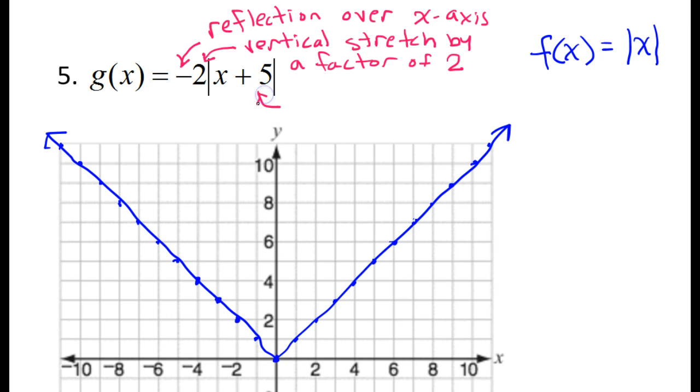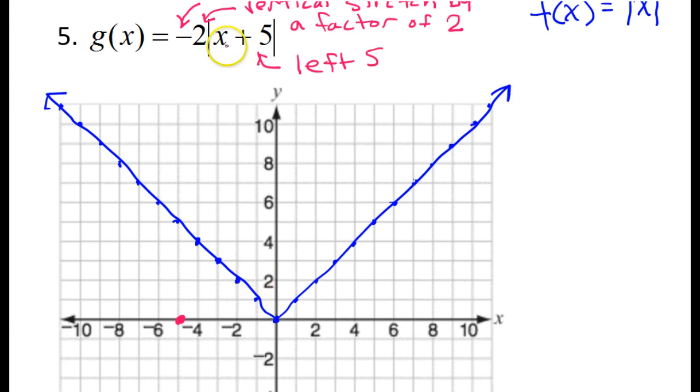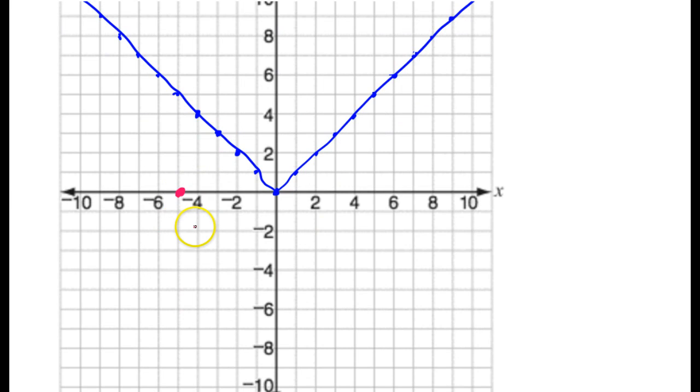All right, and the +5 is going to be a shift left 5. So let's graph this. Because of the shift left 5, that's going to move the vertex over here to -5. Now, I know that this number in the front will be the slope of the right-hand side of the V. The old slope was 1, but this slope is -2. So that means it should be going down 2 over 1.